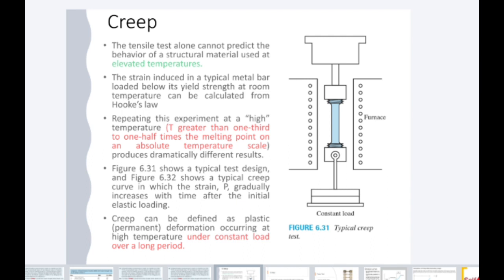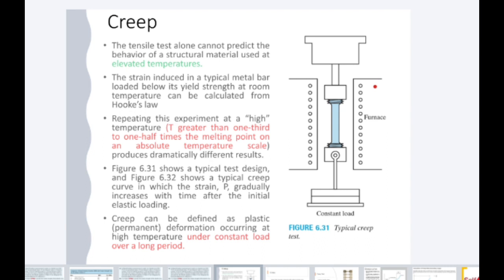So the strain induced in a typical metal bar loaded below its yield strength at room temperature can be calculated from Hooke's law. This we know, right? Repeating this experiment at high temperature, like T greater than 1/3 up to 1/2 times the melting point, on an absolute temperature scale. When we do the testing at that much temperature, then we see what deformation there will be in the material, right? So for those types of testing, to know how the material will behave in that environment, we have to do the creep test.